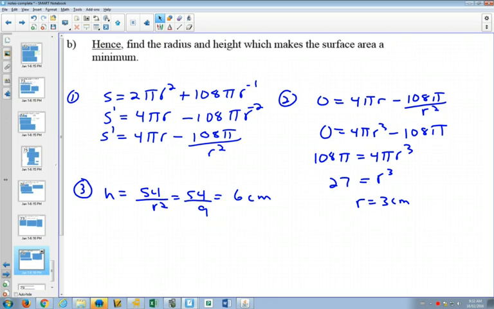And there are some questions at the bottom there that you can practice some more optimization problems.